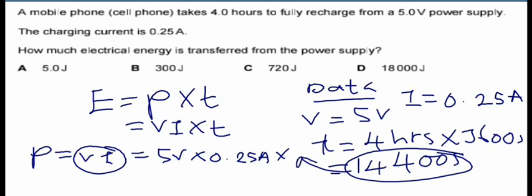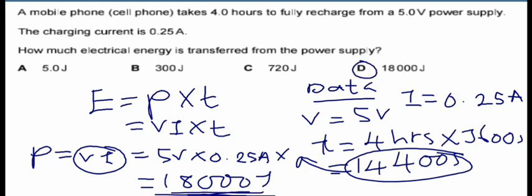So when I do the computation, the answer is going to be 18,000 joules. So electric energy is measured in joules. Our final answer is just going to be D, which is 18,000 joules. The next one.